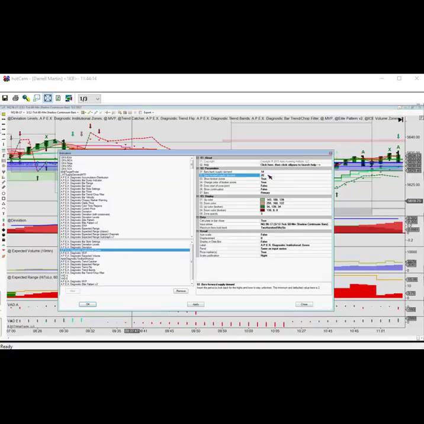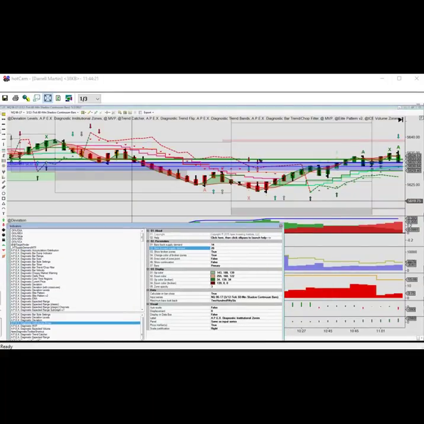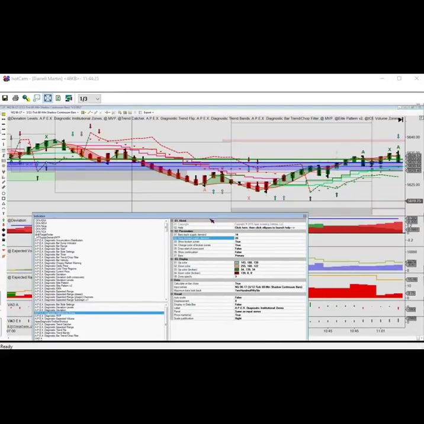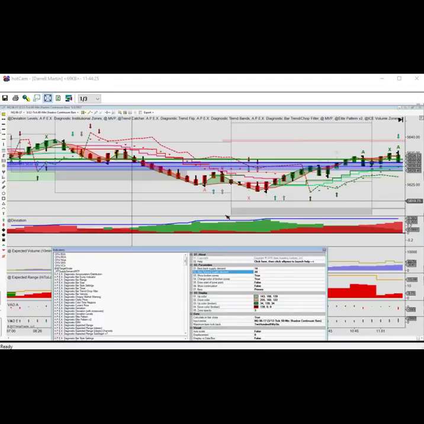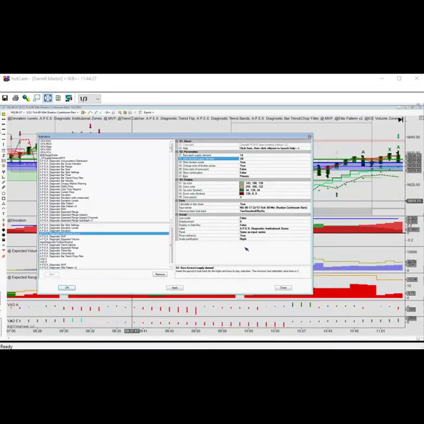I have it at 20. It may work better at 10 on a certain market, or it may work better at 30 on a certain market. Your goal is to get a zone, but don't get overly concerned with them. Use them as a reference point of when the market had a hard time breaking through.